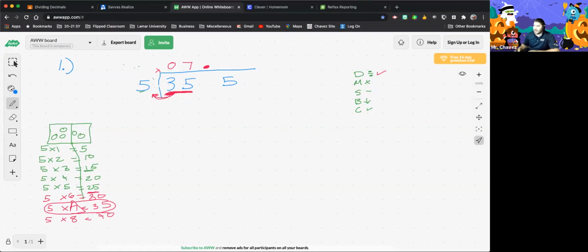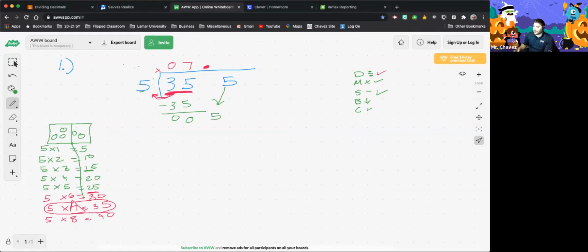Now I'm going to multiply. So I'm going to multiply 7 times 5, which is 35. Or my answer is right here. Check. Then I subtract. That's my next step. Subtract. 5 minus 5, 0. 3 minus 3, 0. I subtracted. Check. Let me bring down the 5.